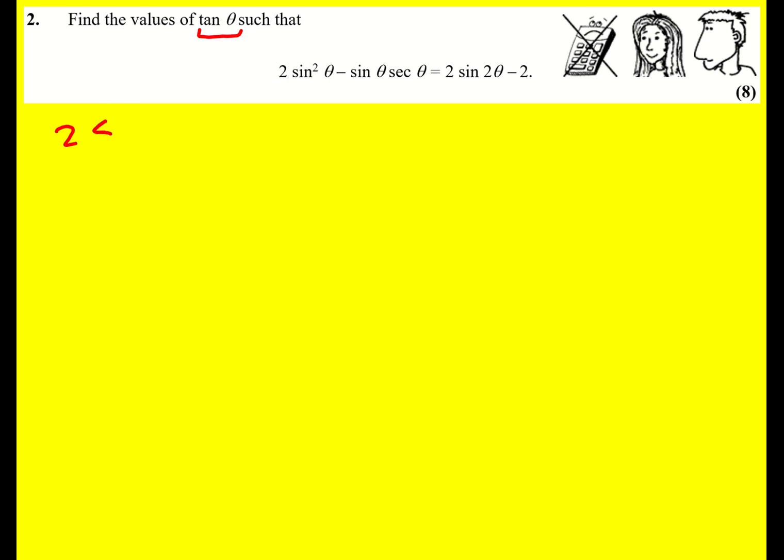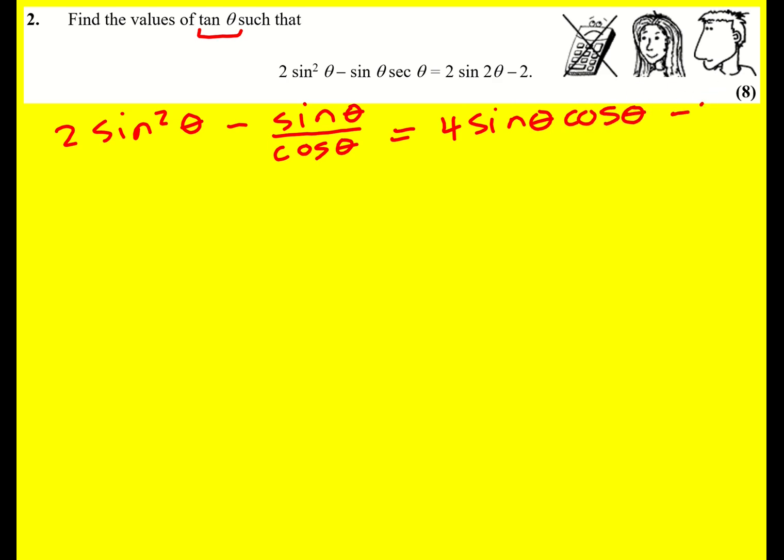So we're going to get 2 sine squared theta minus, and then I can write, actually, I'm going to leave it as it is for the moment, sine theta over cos theta is equal to, so sine 2 theta is 2 sine theta cos theta, so this is going to become 4 sine theta cos theta, and I'm minusing 2.